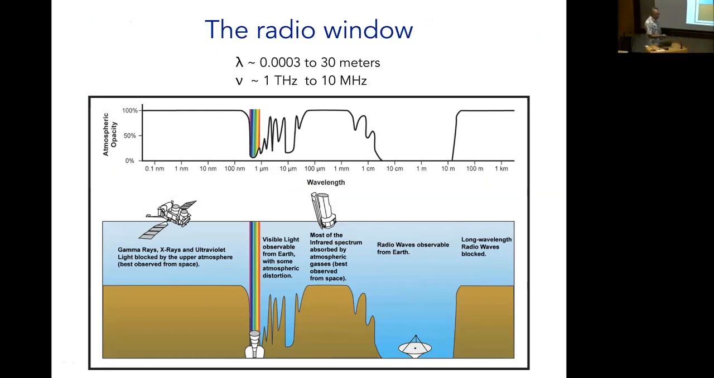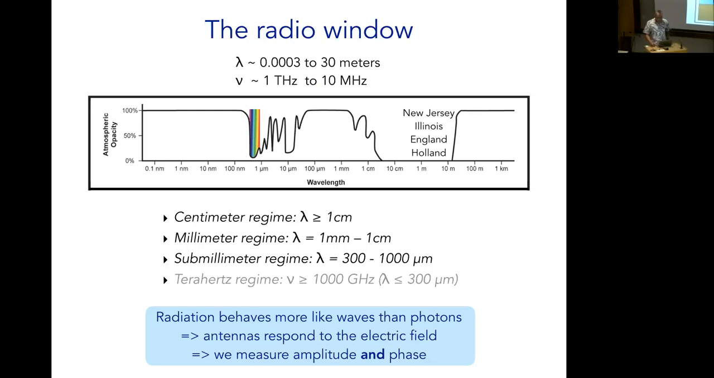All right, so the radio window. Our atmosphere absorbs most of the electromagnetic spectrum, but there's a couple of windows where light goes all the way to the ground. One is, of course, in the optical, where evolution made us adapt to the atmosphere. And the other is in the radio. It's a very large window, several decades in wavelength, and so you can build telescopes right on the ground and work from there.